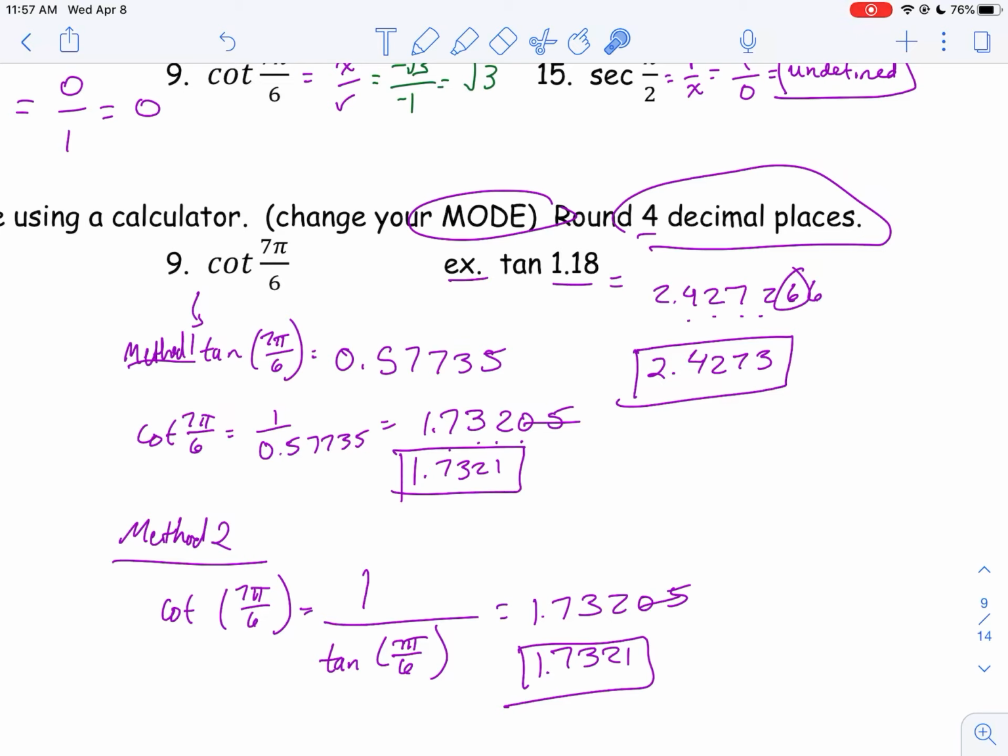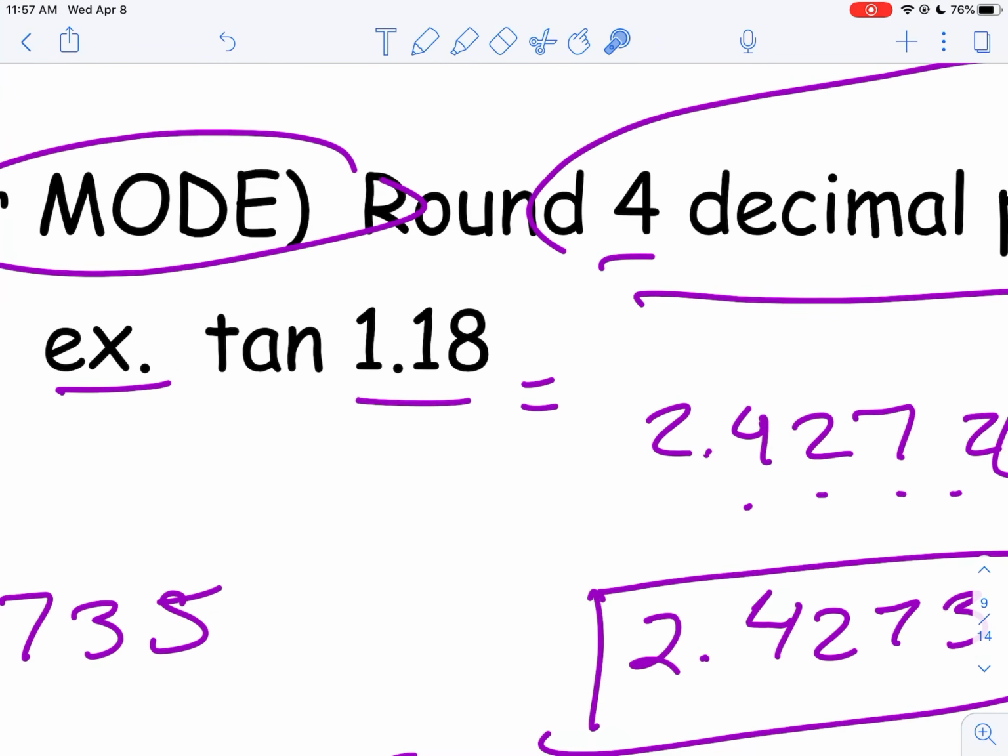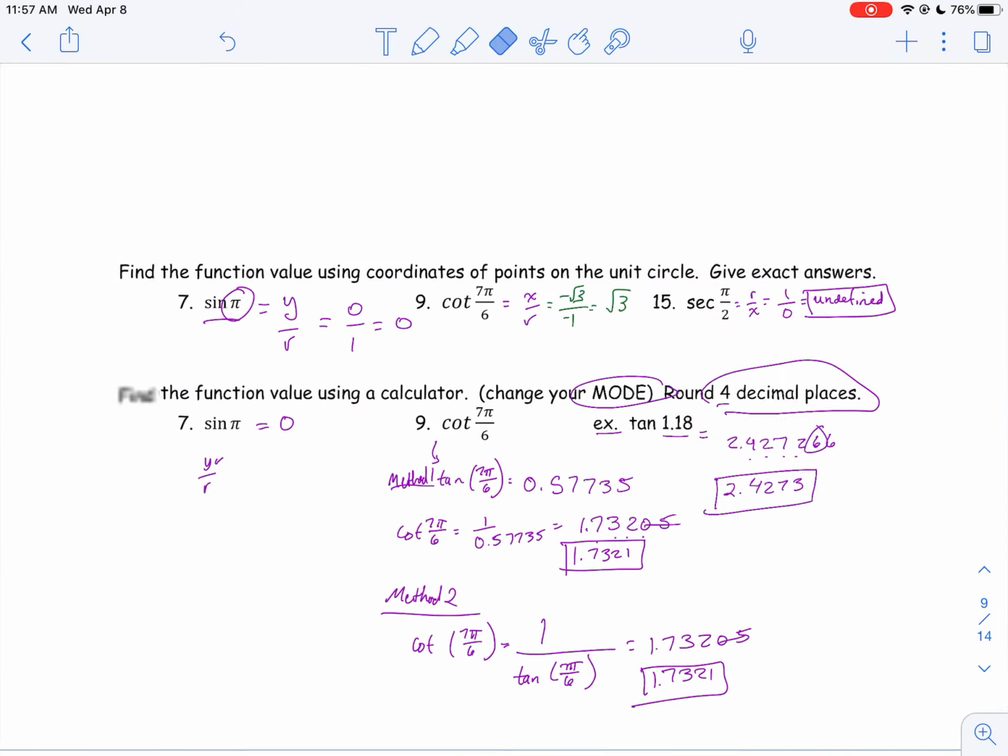I was going to make a quick comment. How do we know this is 1.18 radians and not 1.18 degrees? The key is right here. If it had a degree symbol, it would be degrees. Since there's no degree symbol, we know it's radians.